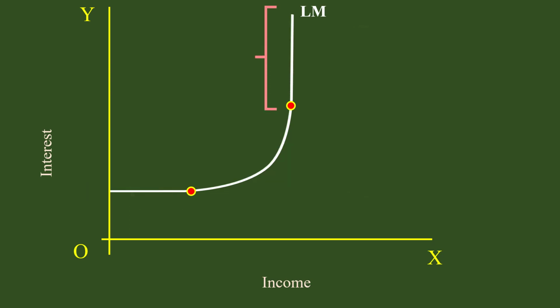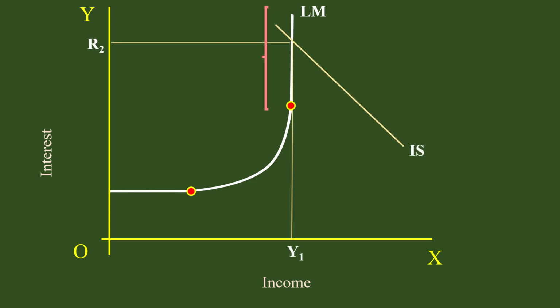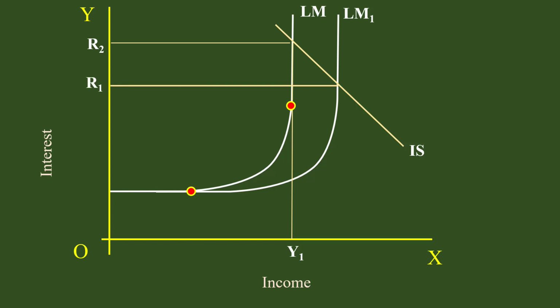Let us take the classical range. The economy is in equilibrium at R2 interest and Y1 income. The government tries the monetary policy to increase income. The government increases the supply of money. The LM curve shifts to the right. It is LM1. The equilibrium interest is R1. It is less than R2. The equilibrium income is Y2. It is greater than Y1.